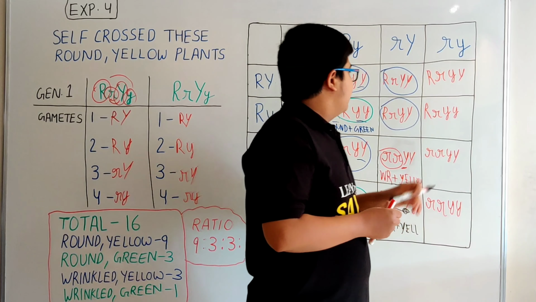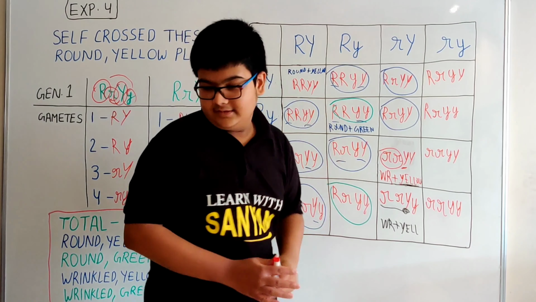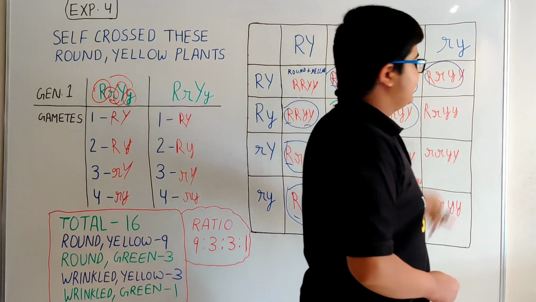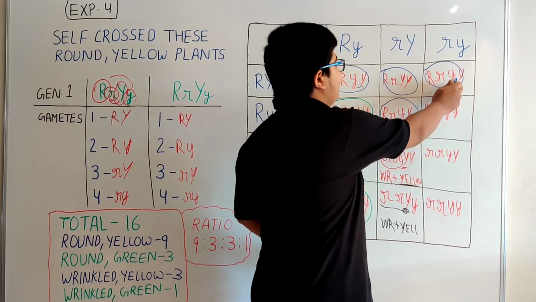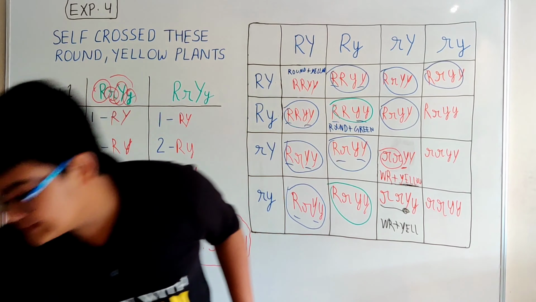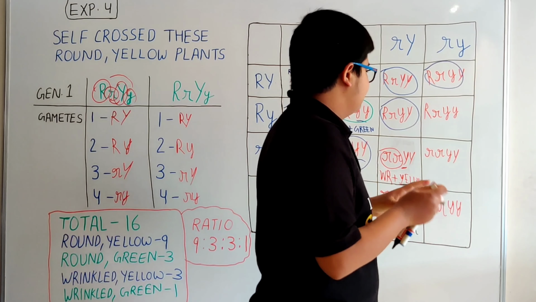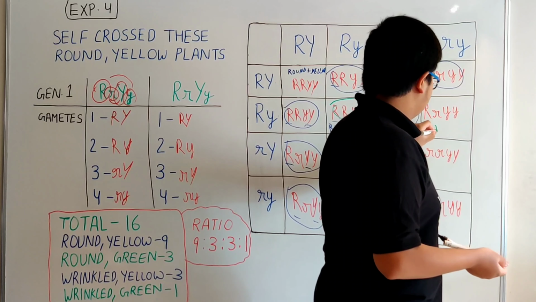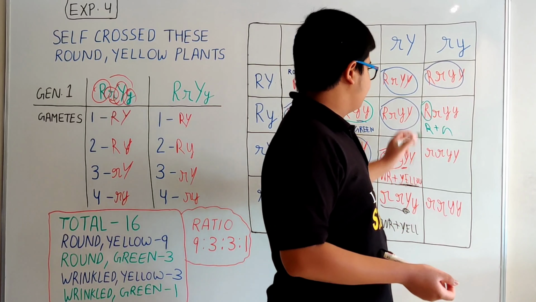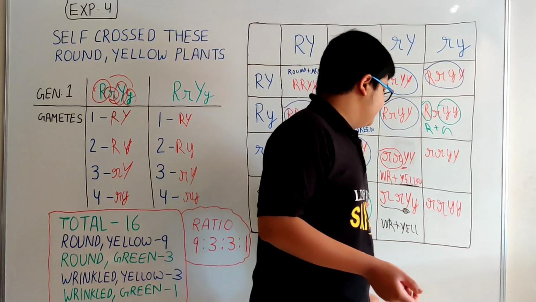So this says capital R. So now again this is the same round yellow one, as it has one copy of capital R and one copy of capital Y. Now this is the second case, that is round and green. As it has one copy of capital R, it will be round, but as it does not have any copy of capital Y, it will be green.